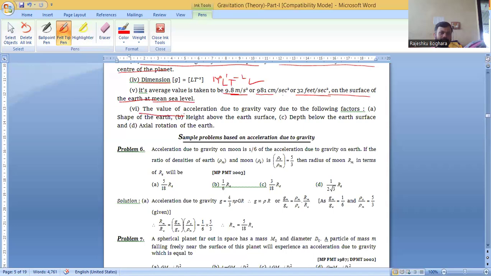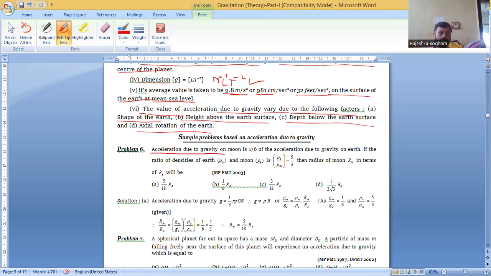The value of acceleration due to gravity varies due to the following factors: A, shape of the Earth; B, height above the Earth's surface; C, depth below the Earth's surface; and D, axial rotation of the Earth.